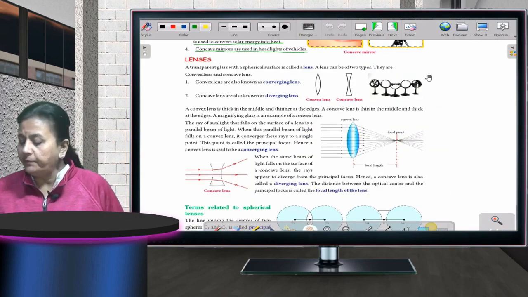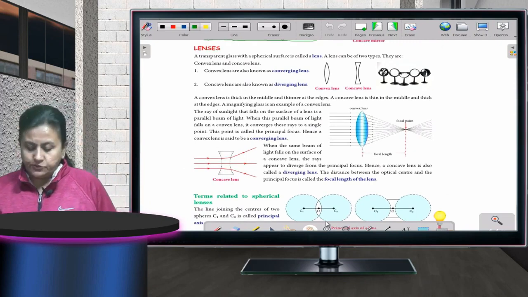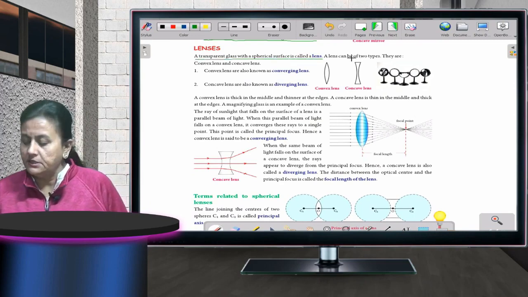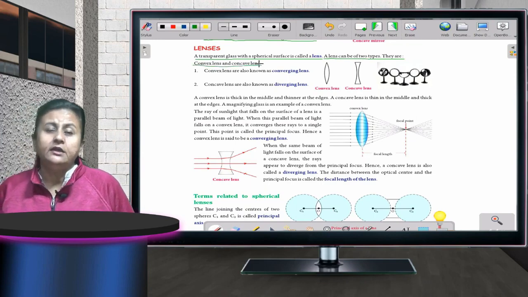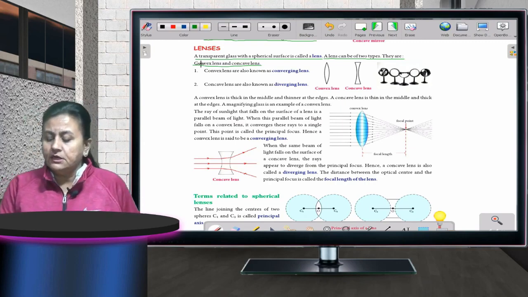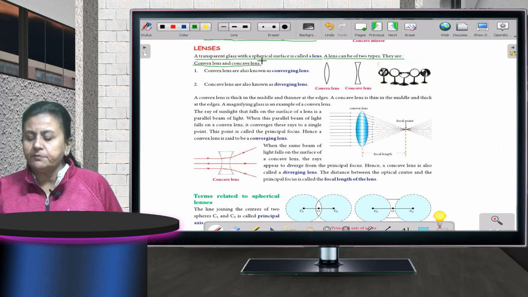So your next topic is lenses. What is a lens actually? A transparent glass with a spherical surface is called a lens. A lens can be of two types. They are convex lens and concave lens. What is a lens? As I told you, a lens is a transparent glass with a spherical surface.